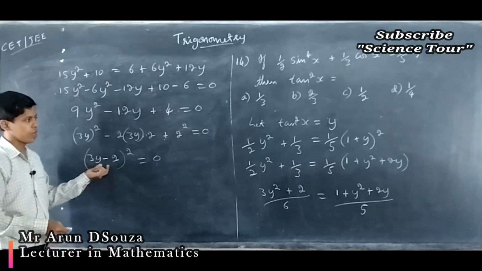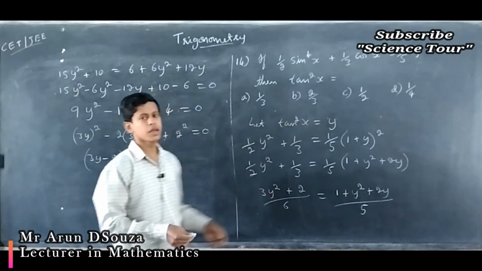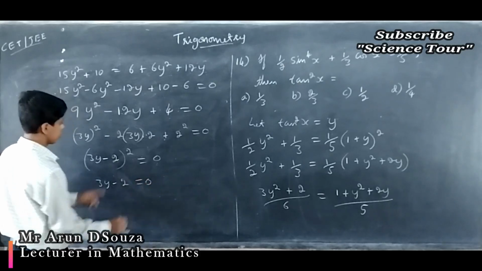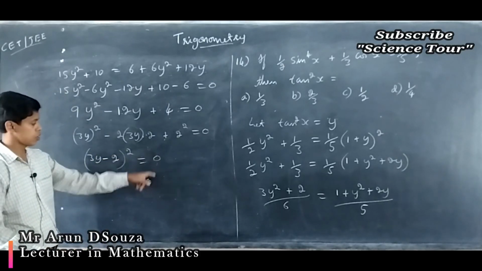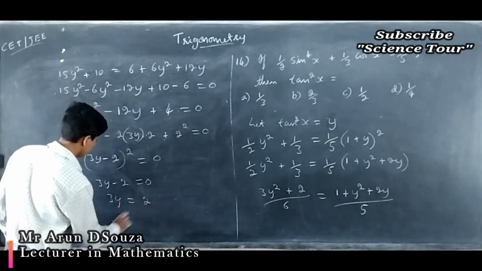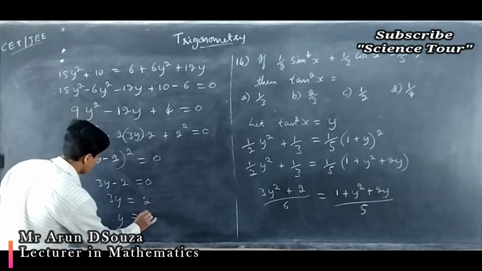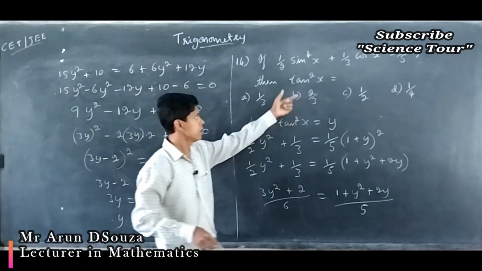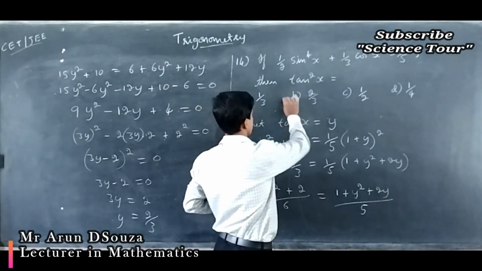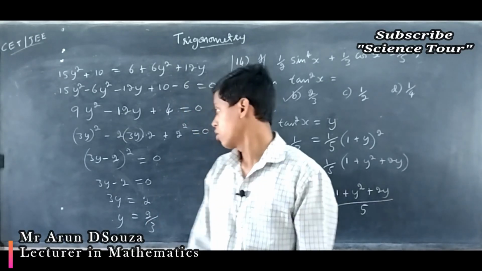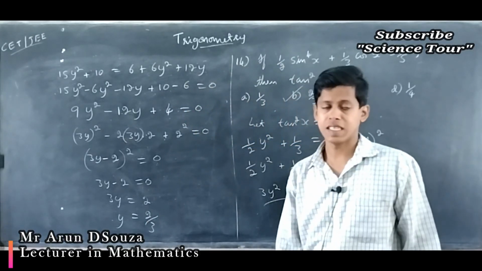We need the value of y, we need the value of tan square, right? So this is 3y minus 2 is equal to 0. If you take root both sides, square root of 0 is 0 itself, and then 3y is equal to 2. So finally, what is y? 2 by 3. What is y? tan square. Therefore the value of tan square is 2 by 3. Option B is the right answer for this last question.